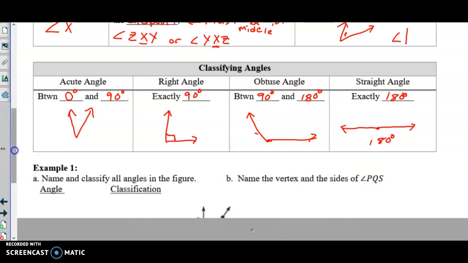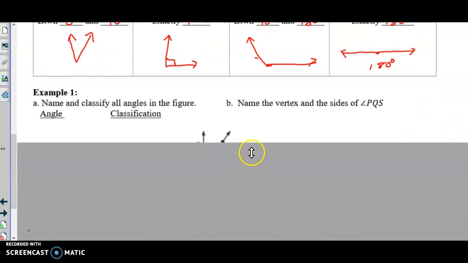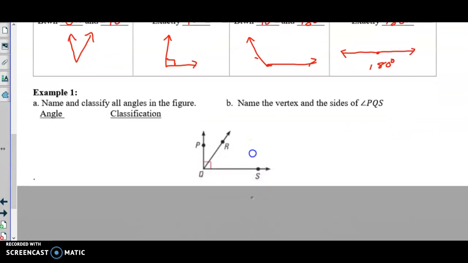All right, so here's our first example. Let's pause the video and see if you can answer these questions on your own. Name and classify all angles in the figure.